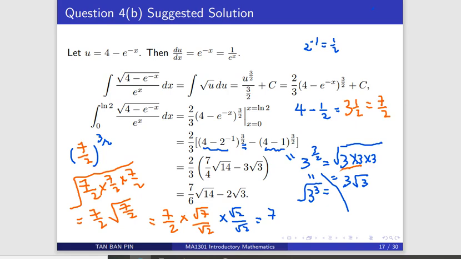You can take note that square root of 7 and square root of 2 will give you square root of 14. And then square root of 2 over 2 will give you 2, and with another 2 here will give you 4. So that's how we get 7 over 4 square root of 14 minus 3 square root 3. And the 2/3 is outside. After that, you just multiply by 2/3 into the two terms. You get 7 over 6 square root of 14 minus 2 square root 3.